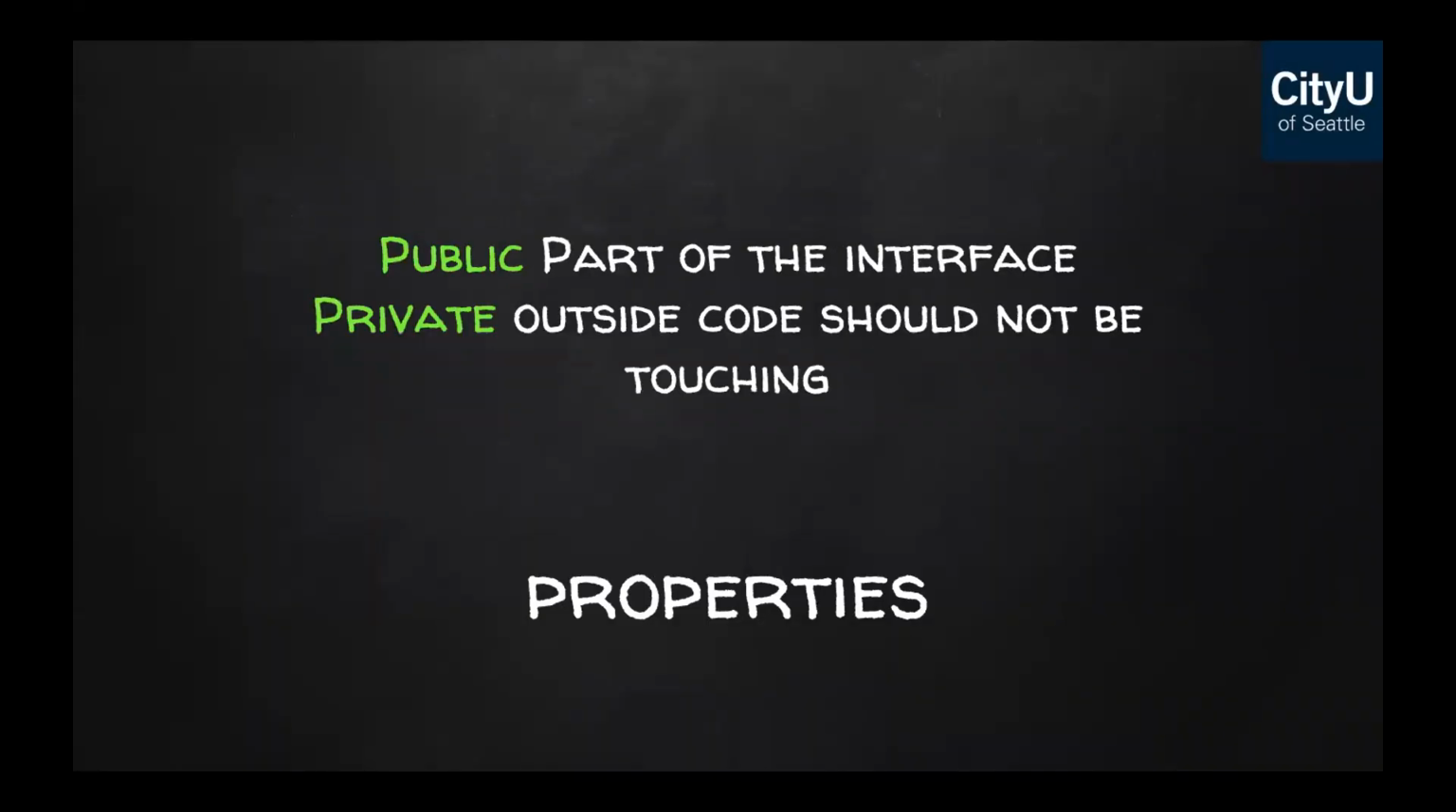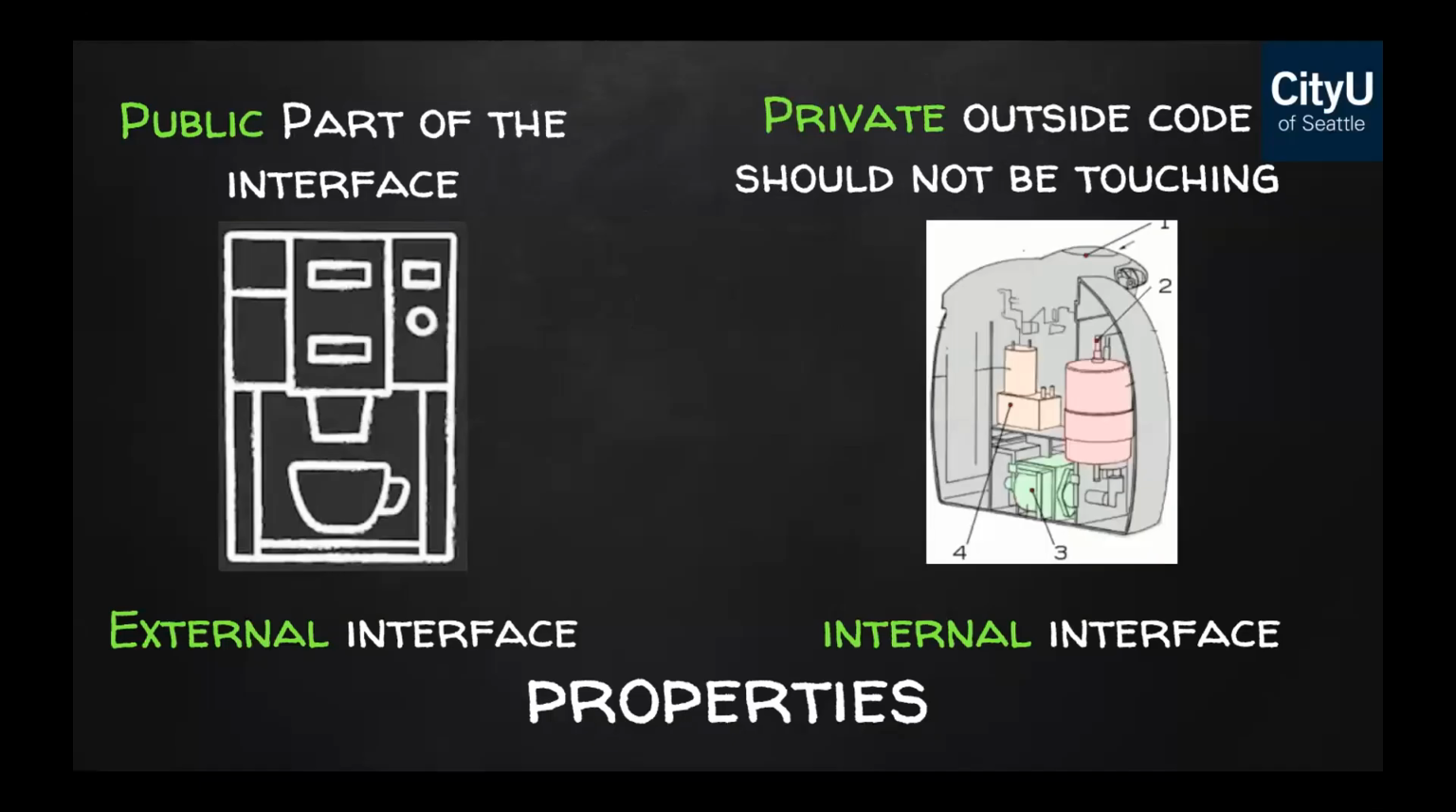Properties could be public, meaning part of the interface, or private, meaning outside code should not be touching it. You don't want people to keep setting the temperature level. We discussed this. In the external interface example, as a coffee addict, you can put in the pot, hit the switch, and control the water level, but you should never touch the internals, because it's dangerous: you might break the coffee machine or get a different level of caffeine.